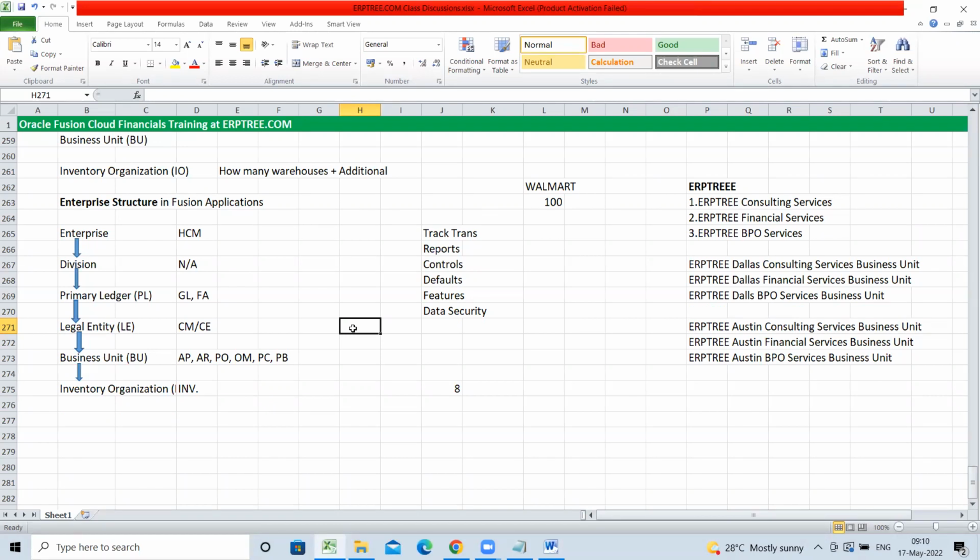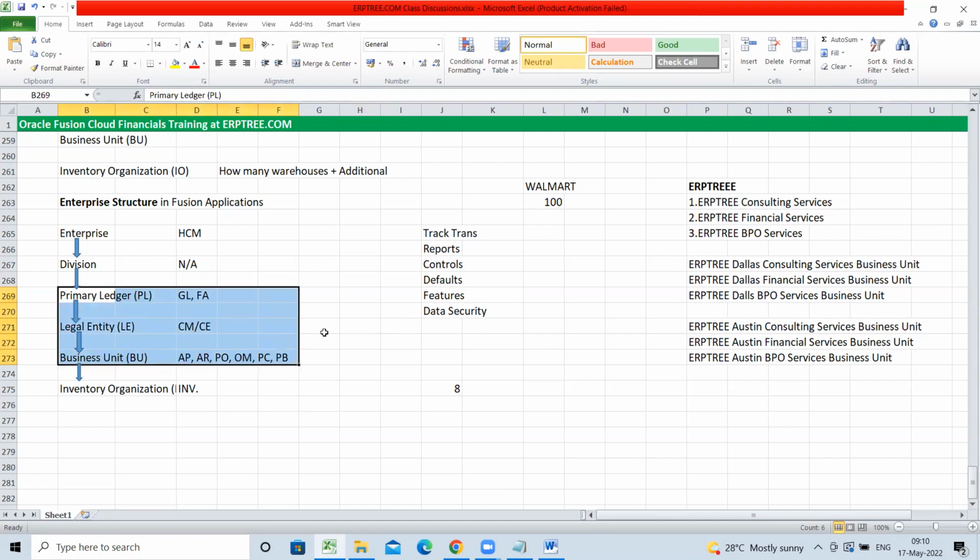We can inform the SCM team and the HCM team, because when they are going to work on SCM and HCM applications, yes, they need these business units, primary ledgers, and legal entities. For that reason, ideally, from the finance side, primarily you have to create these three.